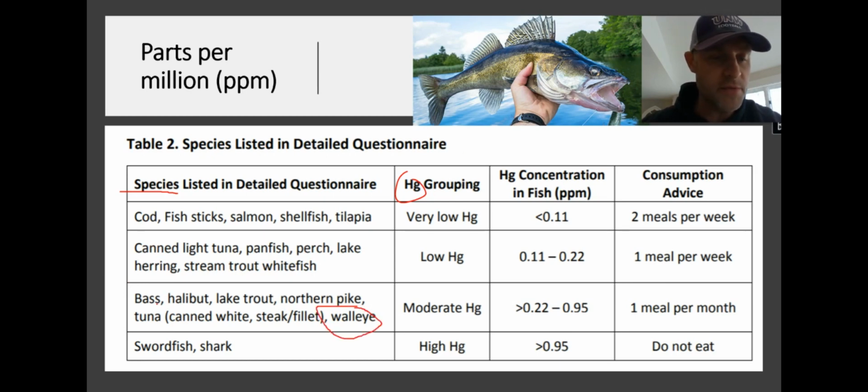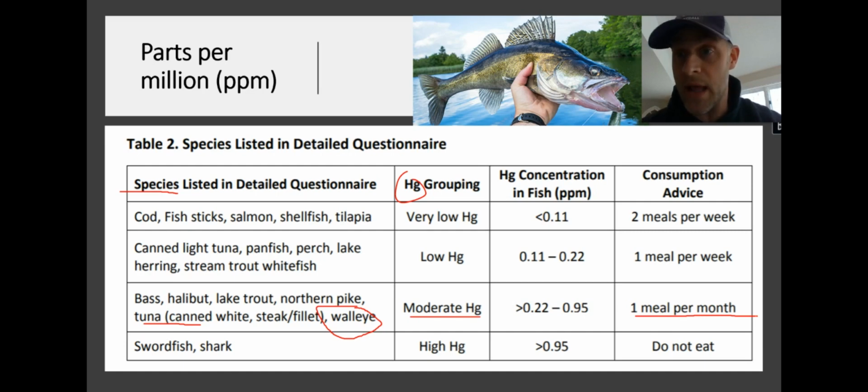Now there's other ones. There's bass and lake trout. We have those in Minnesota. They even have canned tuna on here. But walleye, if you look at, they're actually moderately high in their mercury levels. And so what they actually recommend is that you only have one meal a month of walleye. And some of you guys are going, what? I eat a lot of walleye.